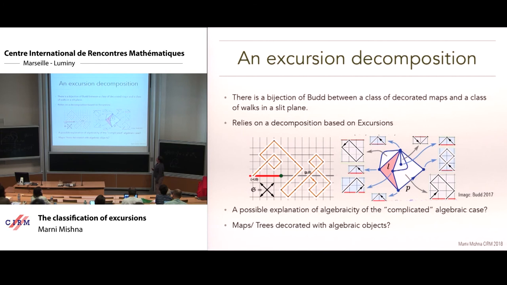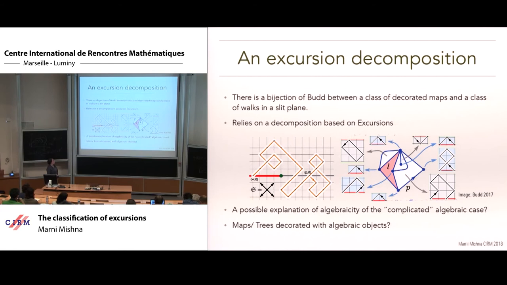So if I have maps and trees decorated with algebraic objects in a nice way, what kind of class of definite functions, or what kind of objects would that arise?